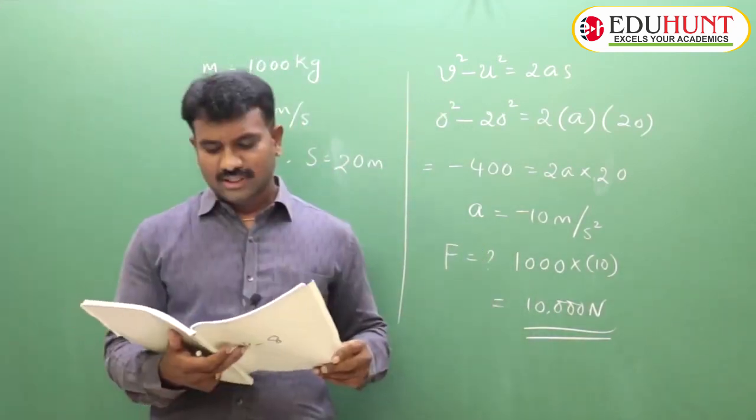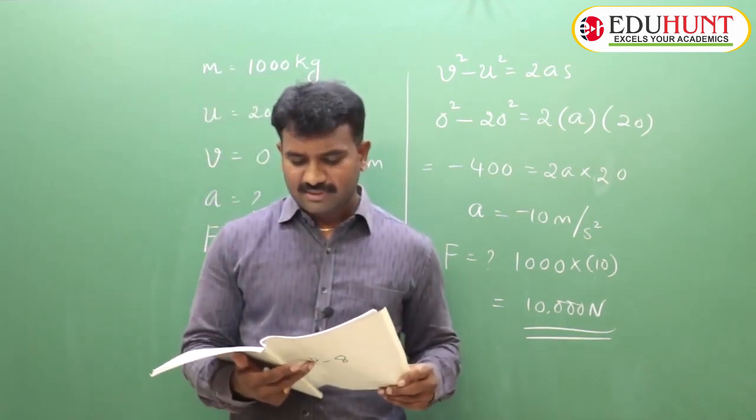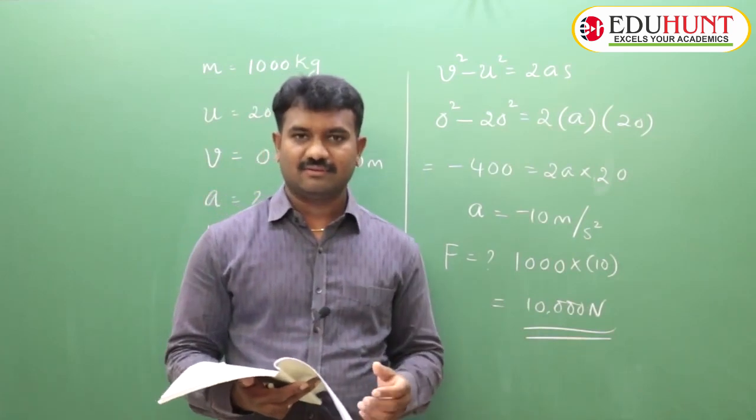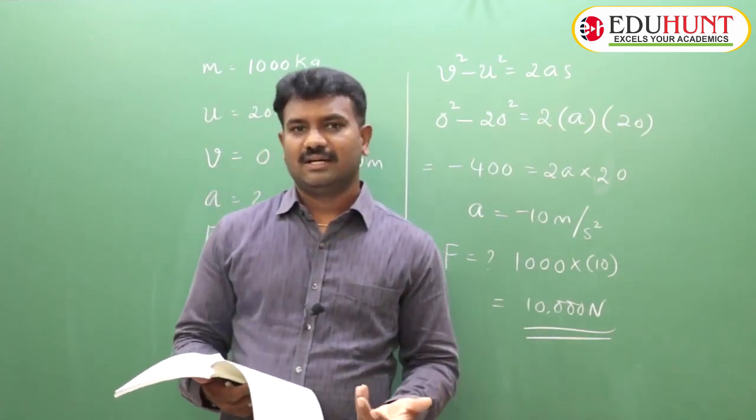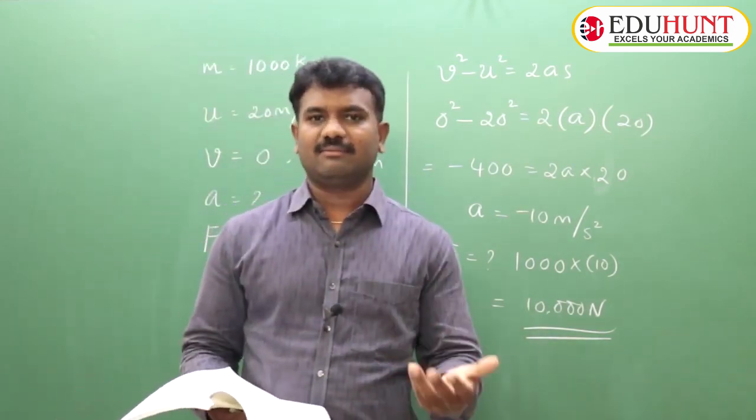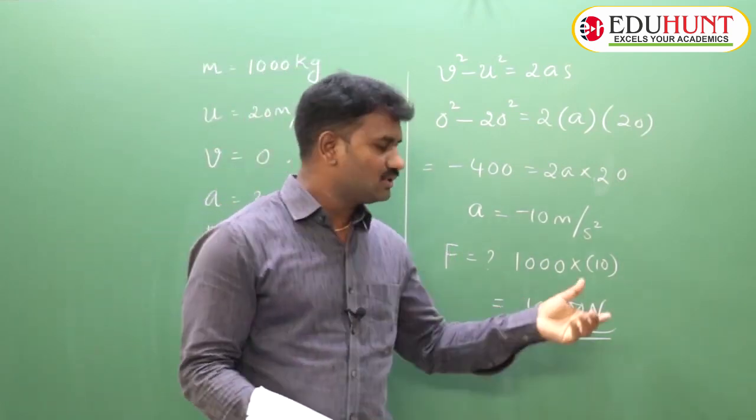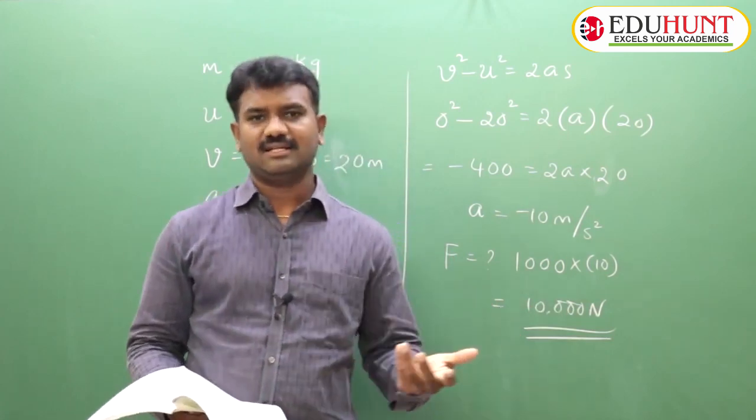That is, the actual force applied by the brakes may be slightly less than the calculated one. So give reason. The reason is the remaining force is given by the friction. That's the reason why he need not apply 10,000 newtons if there is friction.